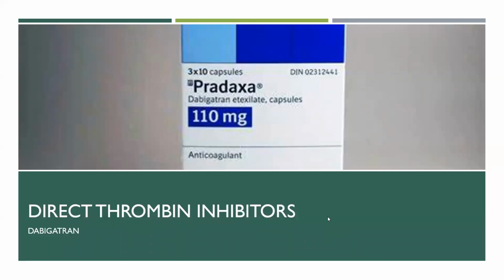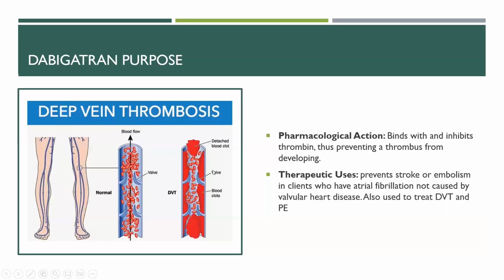So the next one we're going to be talking about is dabigatran, which is a direct thrombin inhibitor. Once again, these are all ones that are stopping coagulation. The way it works for your mechanism of action is it binds with and inhibits thrombin, thus preventing a thrombus from developing. Therapeutic uses are things like preventing stroke or emboli in clients who have AFib, not caused by valve heart disease, and to also treat DVT and PE.